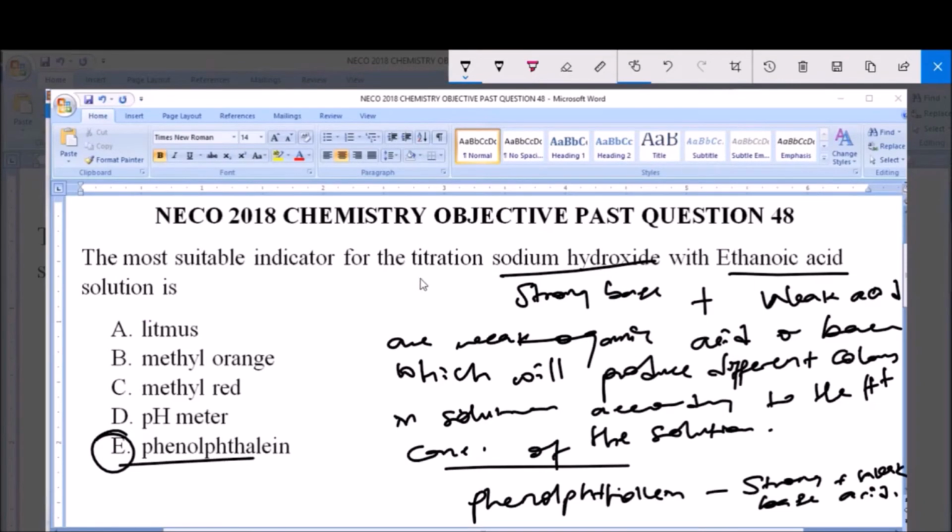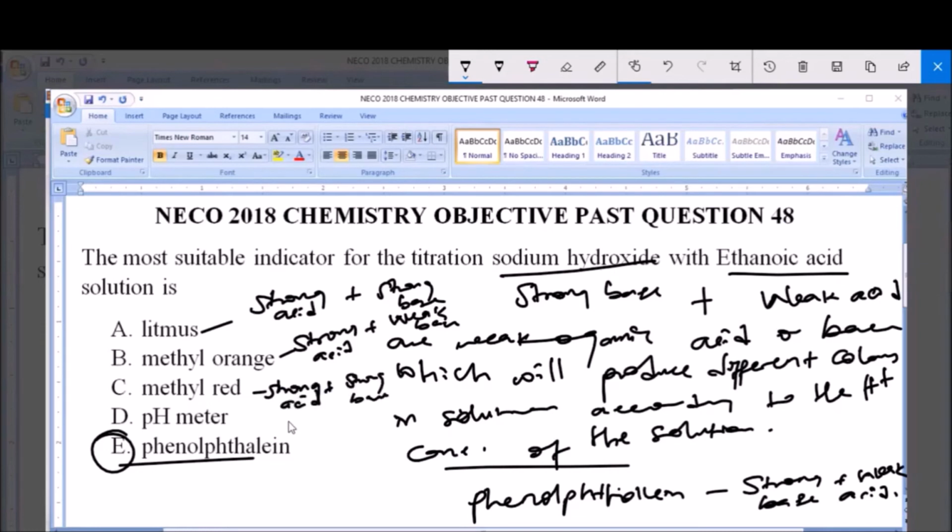Now, A says litmus. Litmus can be used for a strong acid and a strong base. B says methyl orange. Methyl orange is used for a strong acid and a weak base. C says methyl red. Now methyl red can be used for a strong acid and a strong base.